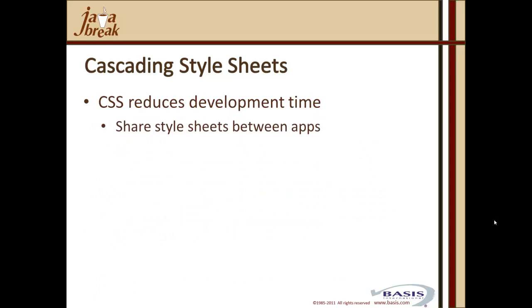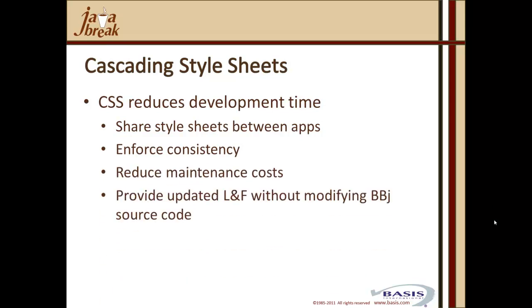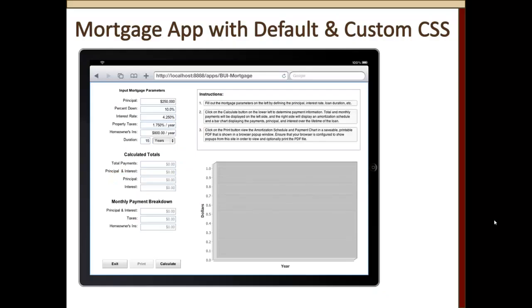CSS reduces your development time. You can share style sheets between apps. It enforces consistency by doing so, and you can reduce your maintenance costs. You can provide an updated look and feel without modifying the BBJ source code.